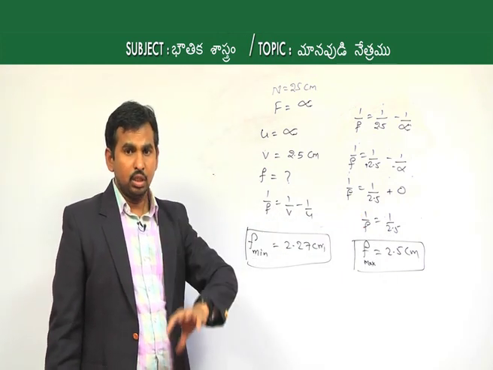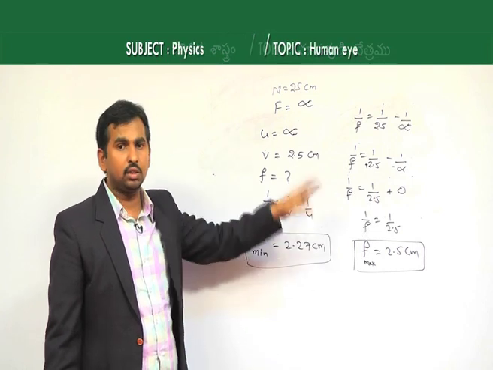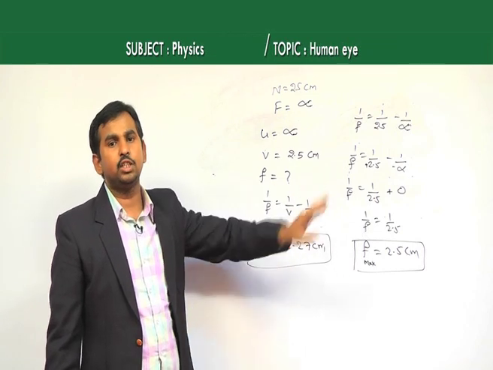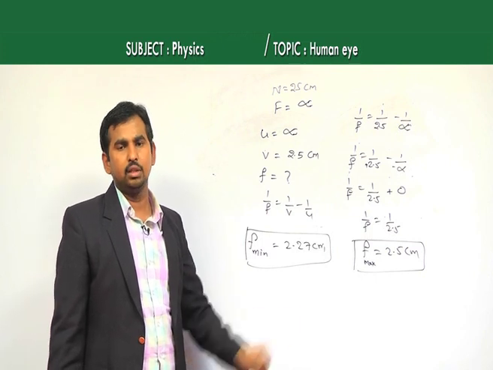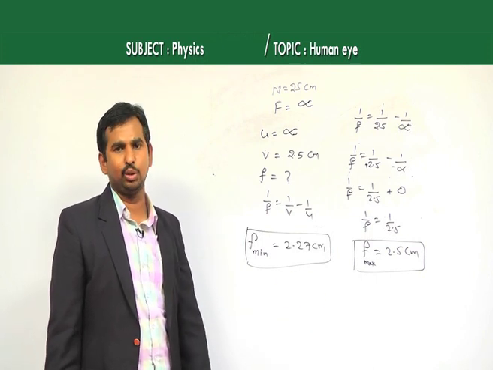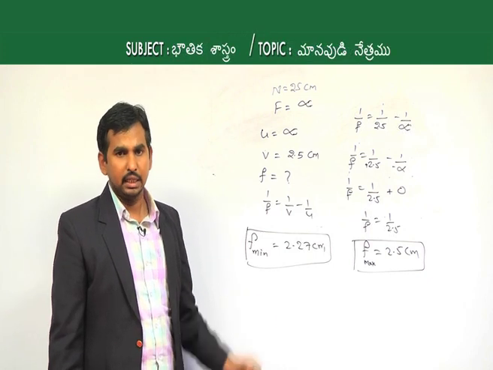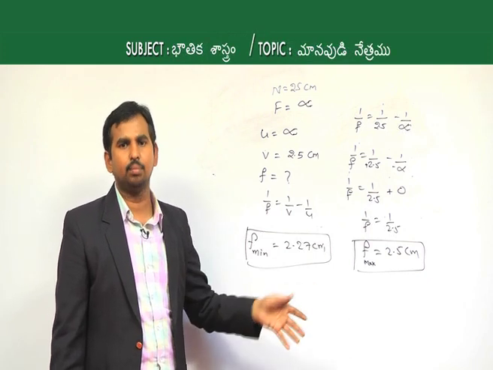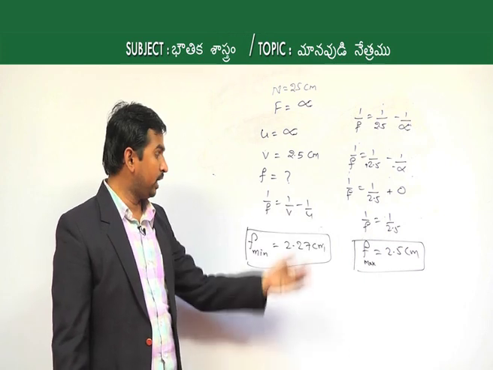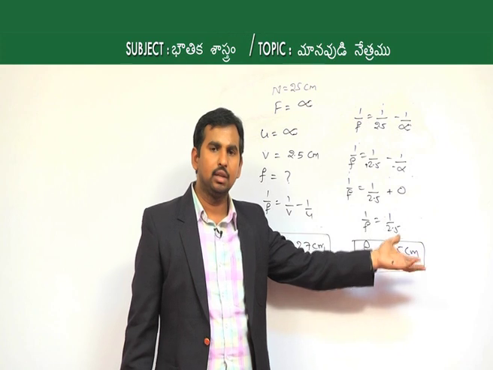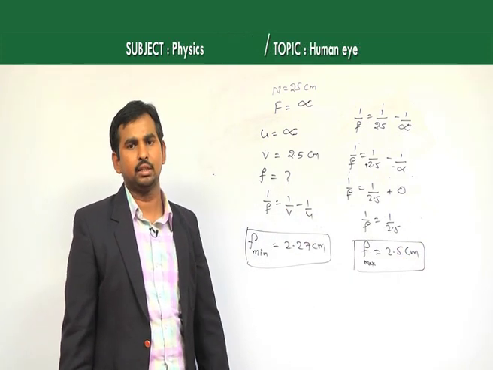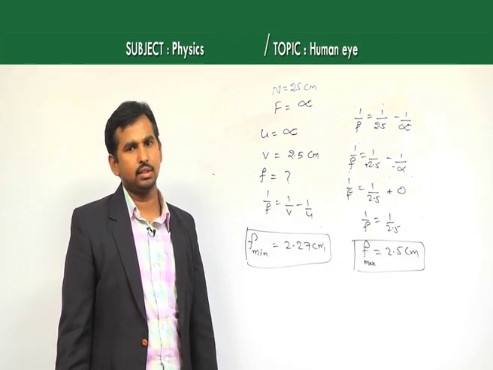This adjustment of the focal length by our ciliary muscles, we call that accommodation of the eye lens. The adjustment of focal length by the ciliary muscles from 2.27 centimeters to 2.5 centimeters is what we call accommodation of the eye lens.